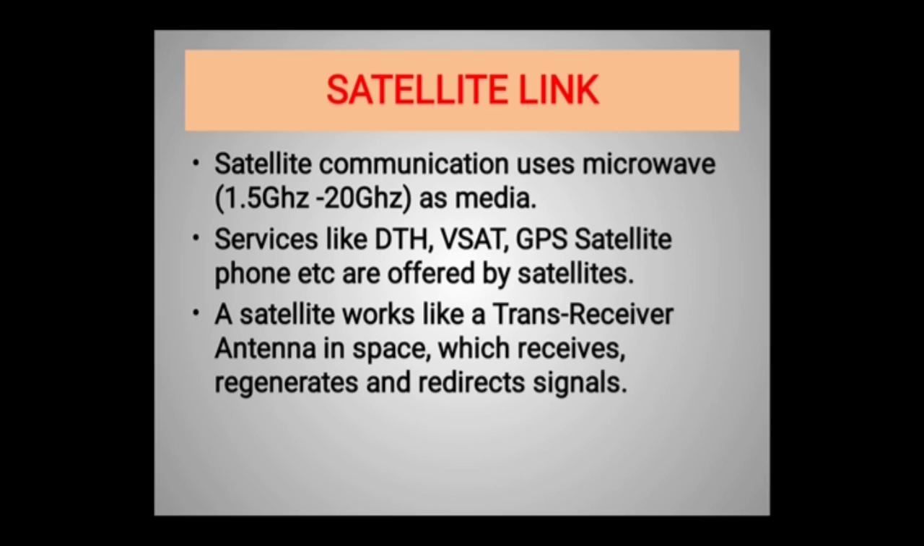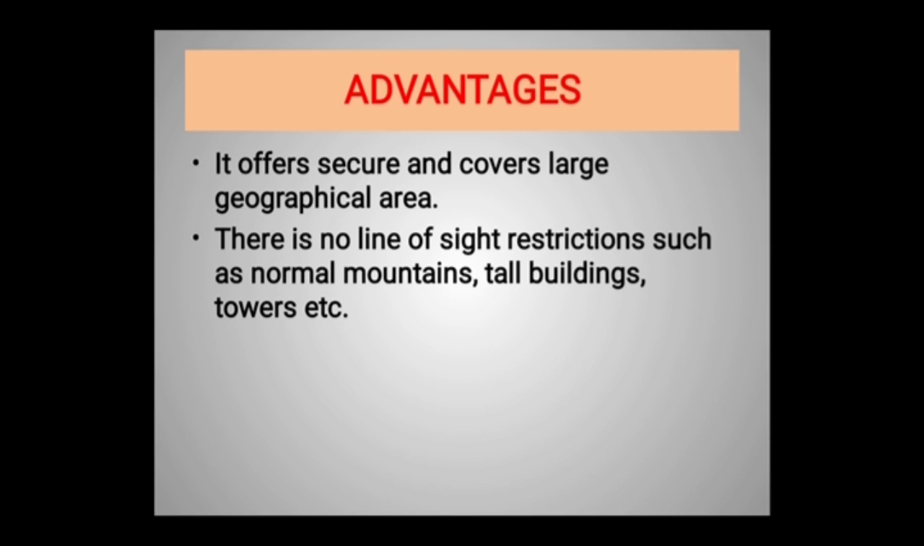Satellite communication uses microwave, about 1.5 gigahertz to 20 gigahertz, as media. Services like DTH, VSAT, GPS, satellite phone, etc. are offered by satellite. Satellites work like a transceiver antenna in space, which receives, regenerates and redirects the signal. So what are the advantages of a satellite? It offers secure communication and covers a large geographical area. There are no line of sight restrictions such as mountains, tall buildings, towers, etc.